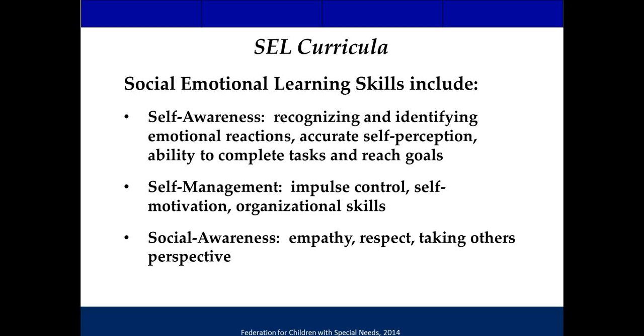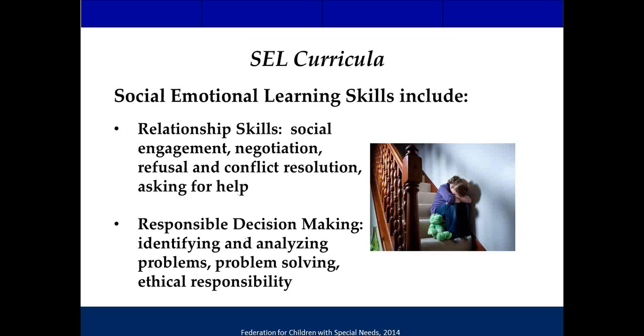Self-motivation, organization, social awareness, empathy, respect, taking others' perspective, and this goes to the fact that you can teach these skills. A lot of times people thought that they were not teachable, that kids were just born with the ability to be empathic, but they're learning that that's not true. Relationship skills, all important for kids with social emotional learning difficulties, especially kids on the spectrum, but for any kid who may have some trauma in their background. Negotiation and refusal. I love that. The ability to say no and not just go along with the crowd, and the ability to ask for help.